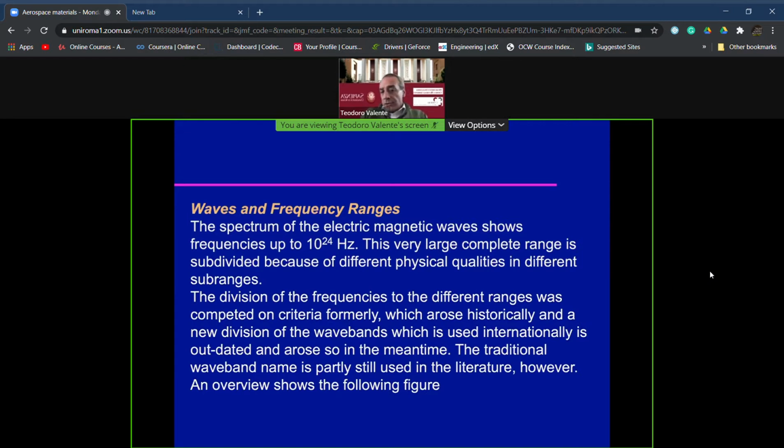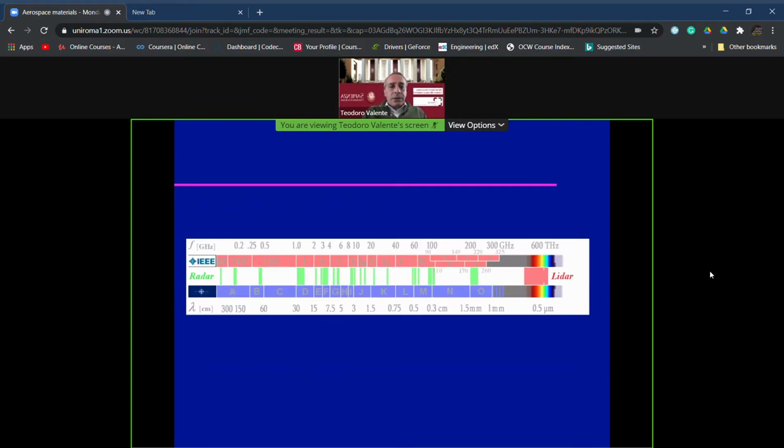So it's a very large and very complete range, which is subdivided in subclasses. And there is a historical, or traditional, classification with a waveband name, which is partially still used in the literature, and the more recent criteria adopted, which are represented here in the following slide, according to the IEEE and to the letter classification, which are those reported in blue on this slide.